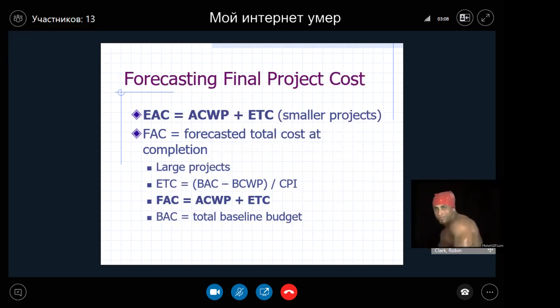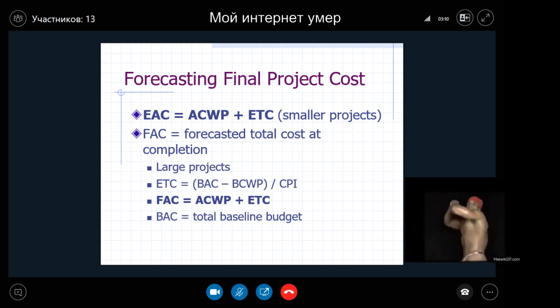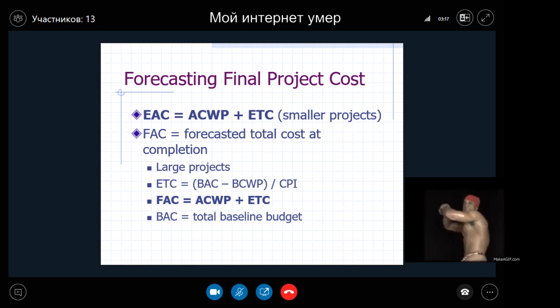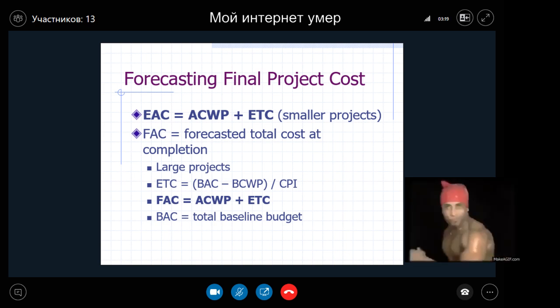There are a few other slides after this that indicate some of the other numbers that you can think about, but don't worry about those at this particular point in time. This is about thinking about what the forecasted final cost of the project is going to be.